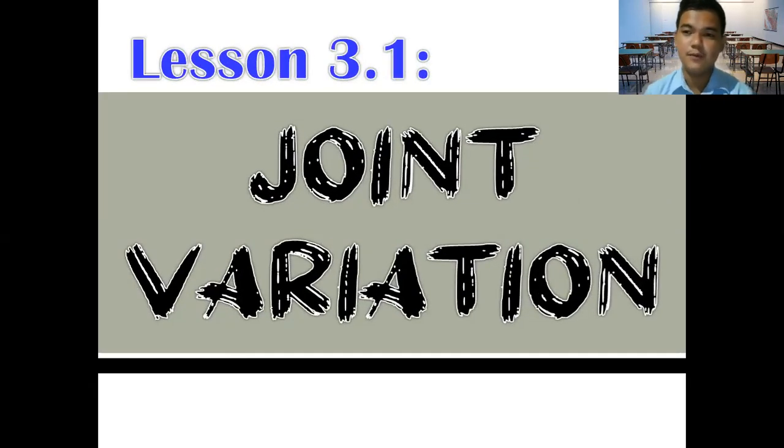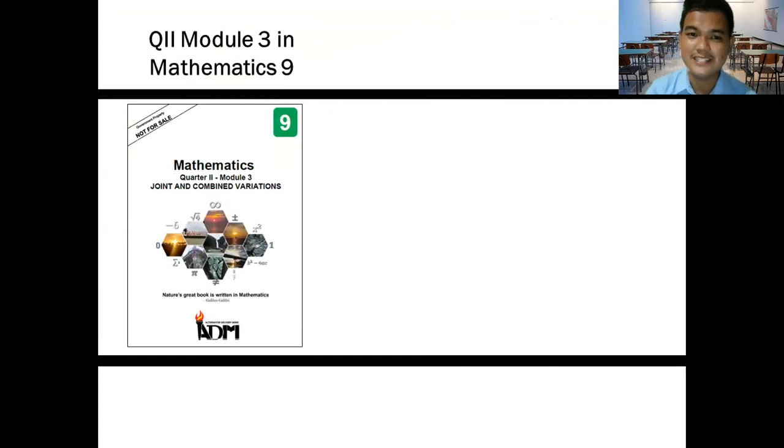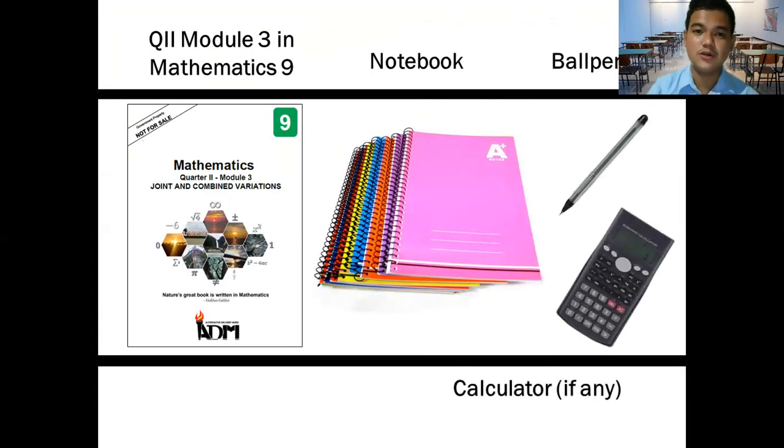If you have noticed sa inyong mga modules, separated yung lesson 3.1 which is joint variation and lesson 3.2 which is combined variation. Pero iisang module lang siya which is module 3. So it's the same with this e-lecture. Ang gagawin ko is separate ko yung e-lecture for joint variation and e-lecture for combined variation para mas maintindihan nyo yung concept nila separately. Alright, so let's start with getting your module in Mathematics 9, your module 3, your notebook in Mathematics, your ball pen, and if you have your calculator, kung walang scientific calculator, kahit sa calculator sa cellphone or your calculator na pangtindahan, that's fine. Or if wala talaga, you can solve it manually.